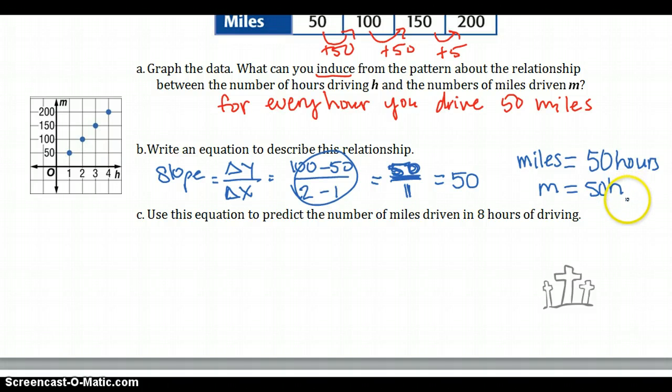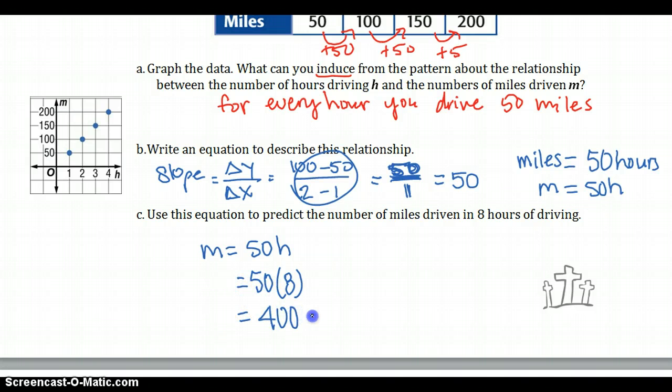Alright, use this equation to predict the number of miles driven in 8 hours. Okay, so now they're telling us how long we're going to be driving. So here's our equation, and we're going to replace the h with 8. And that tells us we've driven 400 miles. Alright, top of the next page.